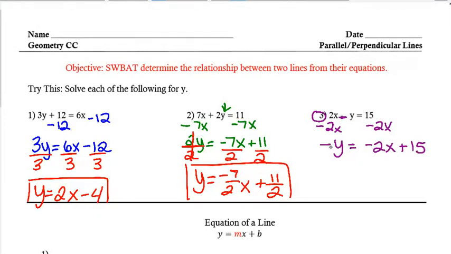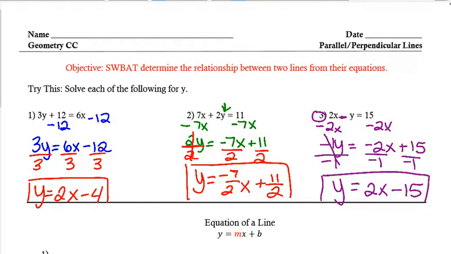Now think of this negative as a negative 1. To get rid of it, you have to divide everything by negative 1. So negative over negative cancel. You're left with y equals negative 2 divided by negative 1 is positive 2x. Positive 15 divided by negative 1 is negative 15. And that is your final answer. So again, you have to be able to get y by itself in order to start this off.